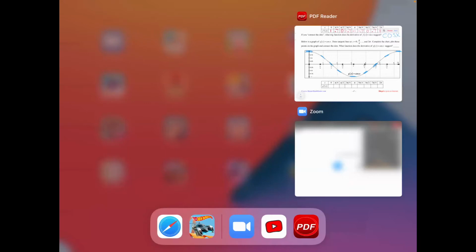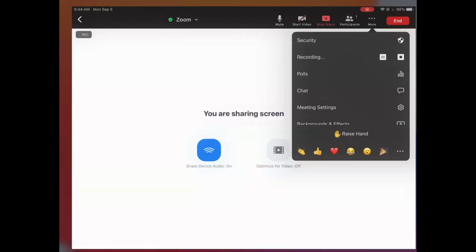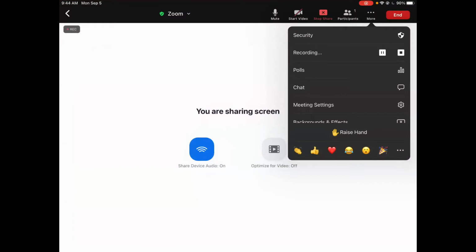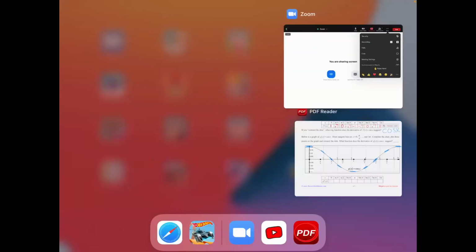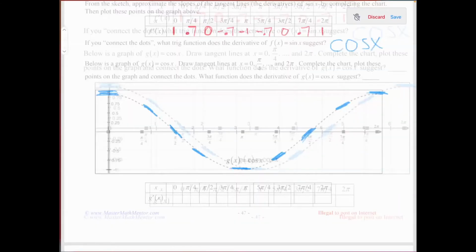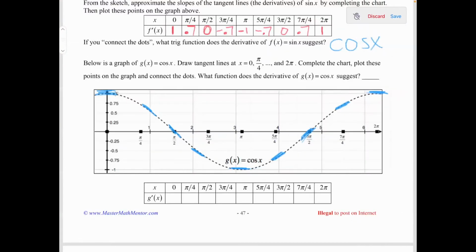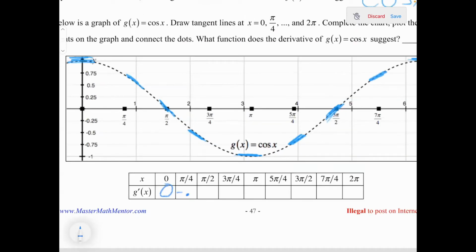All right, so if we were to pick those values, the slope at 0 is 0. The slope at pi over 4 would be negative 0.7. Pi over 2 would be negative 1. 3 pi over 4 would be negative 0.7. Pi would be 0. 5 pi over 4 would be 0.7. 3 pi over 2 would be 1. 7 pi over 4 would be 0.7. And 2 pi would be 0.